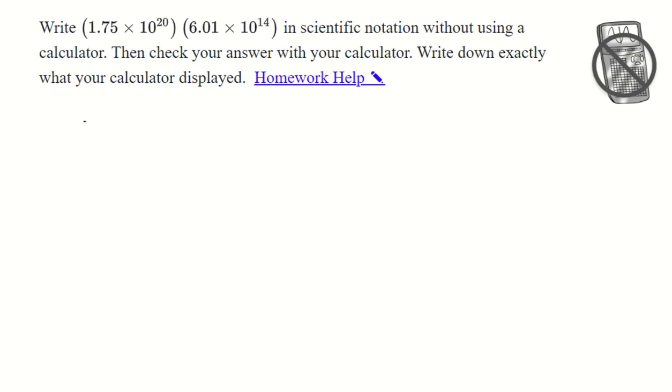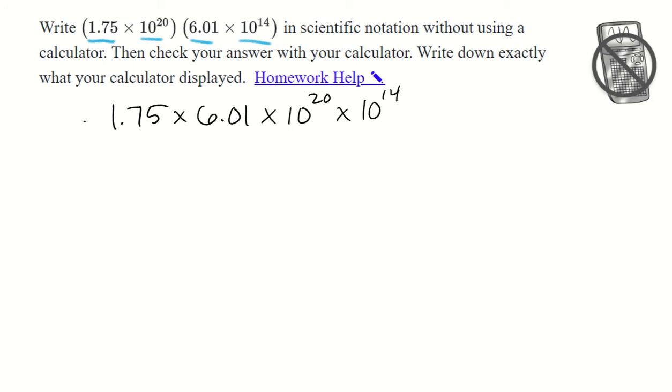So big picture, what's going on here is there's 1, 2, 3, 4 different numbers that are being multiplied. And because of the commutative property, I can reorder or commute these factors and get the same product. So I'm going to choose to look at this as 1.75 times 6.01 times 10 to the 20th power times 10 to the 14th power.